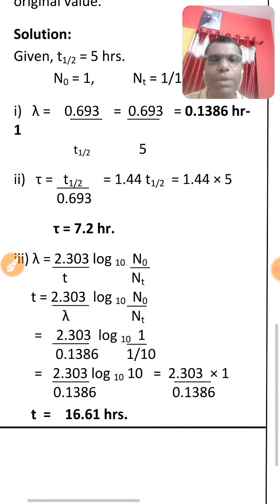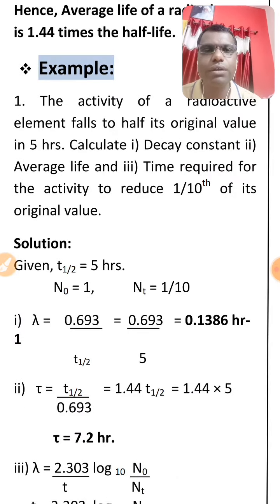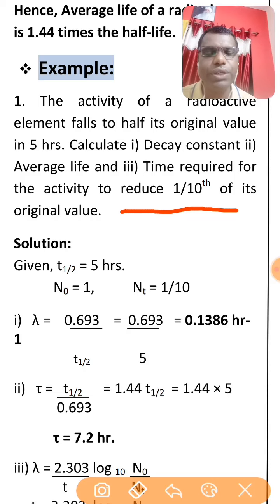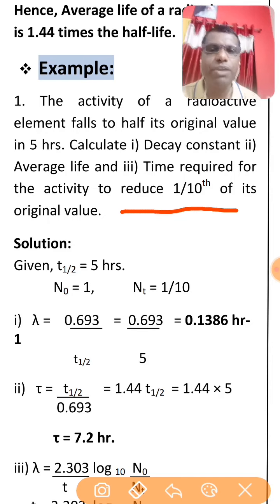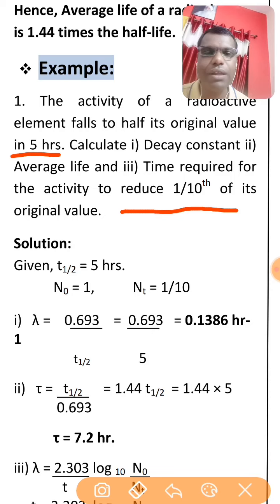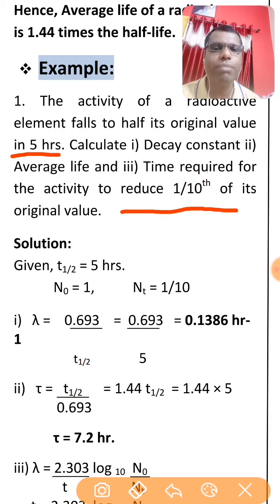After calculating the decay constant and the mean life, we have been asked for the time required to reduce the activity to 1/10 of its initial value, because in this numerical it is given that the activity becomes 1/2 in 5 hours. As time passes, disintegration goes on, so the activity of the radio element decreases. In 5 hours, the half-life period, the activity reduces to half.